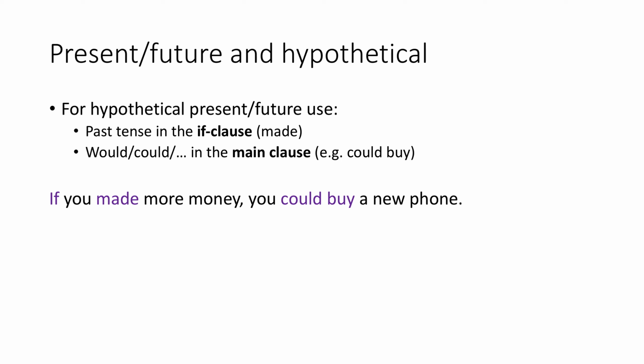So this person is not making more money, and it is not possible for this person to make more money. That's why we imagine this situation. And then the result is also imaginary. But both of the parts, both the condition and the result, are related to present and future. So if you made more money means that you're not making more money, and you could buy a new phone means that the person cannot buy a new phone.